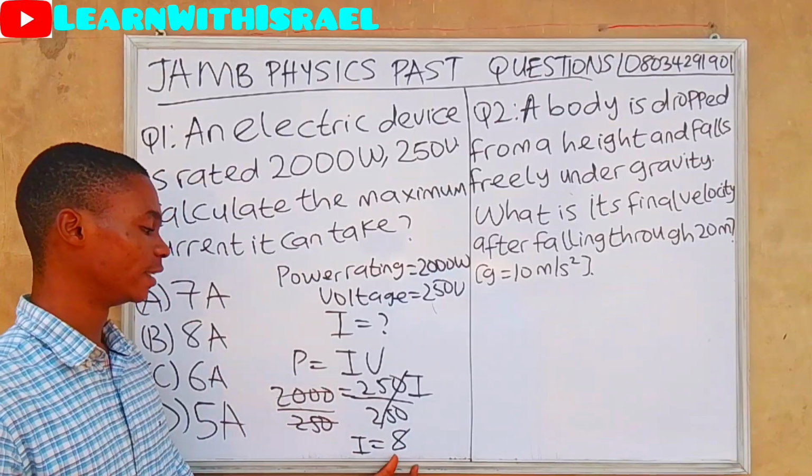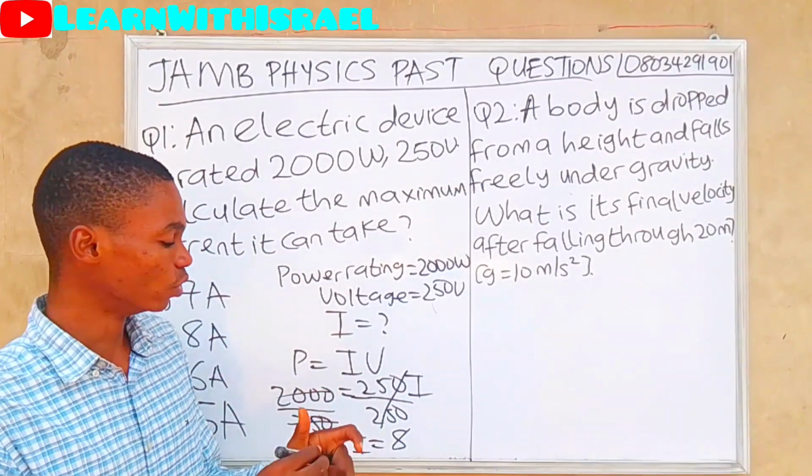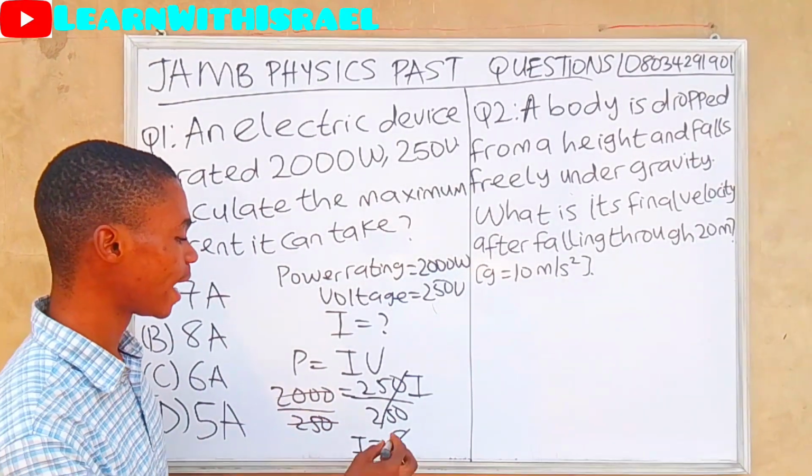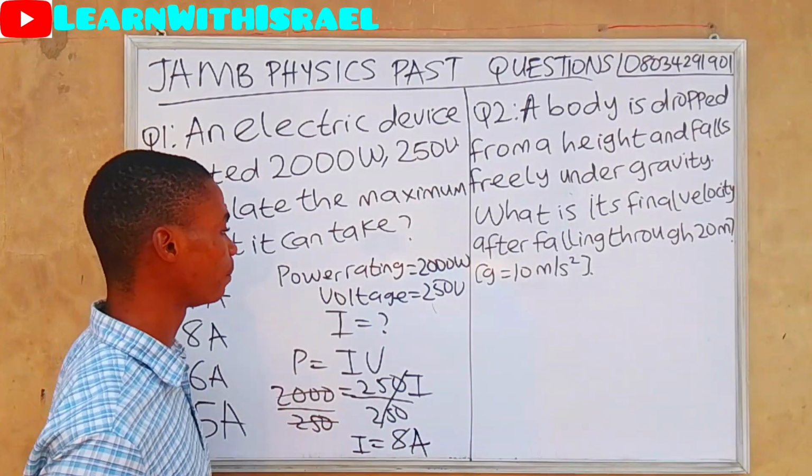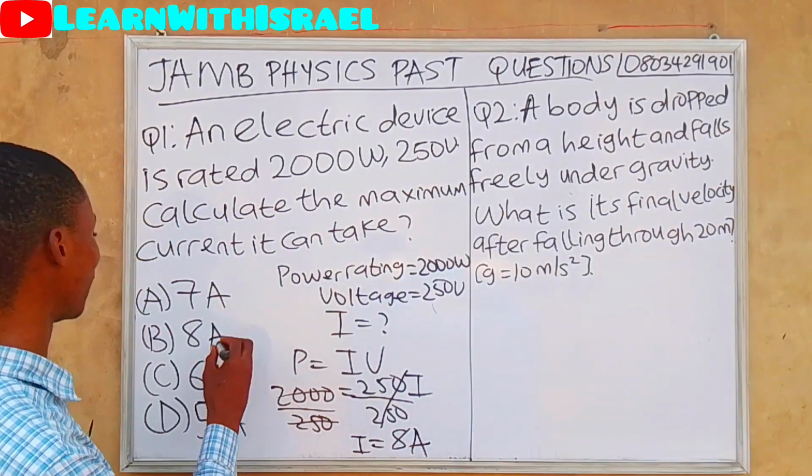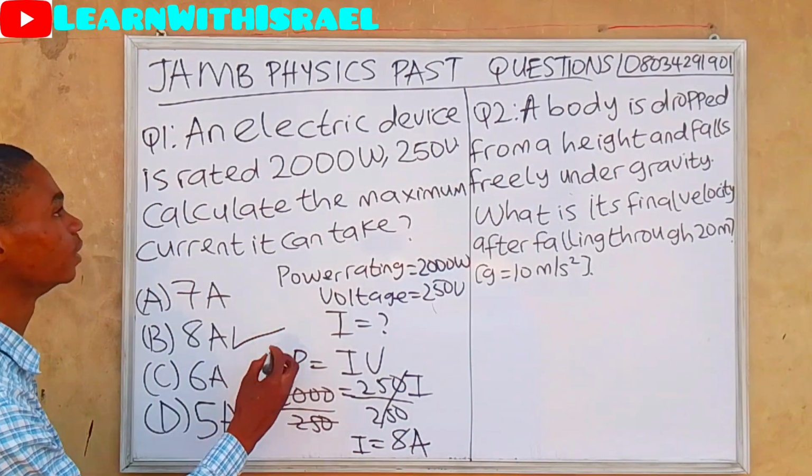And we cannot leave it like this. We need to add the unit. The unit of current is ampere. So 8 ampere is the appropriate answer, which is in option B.